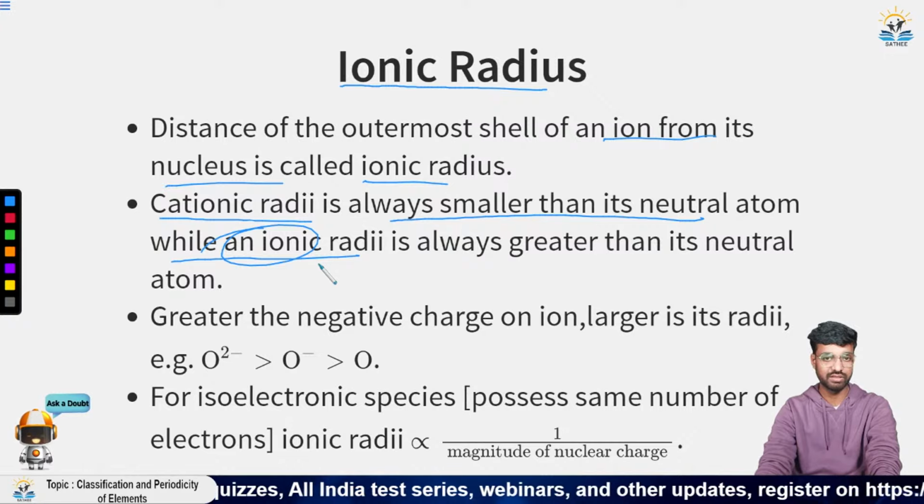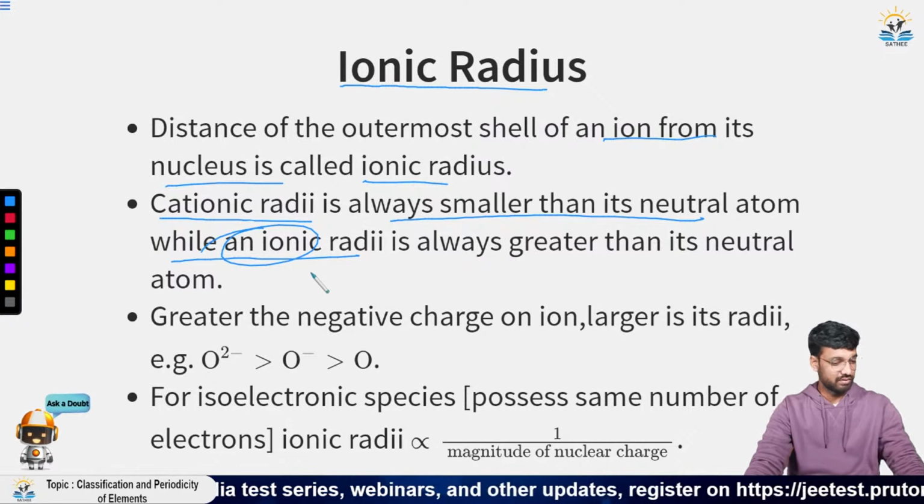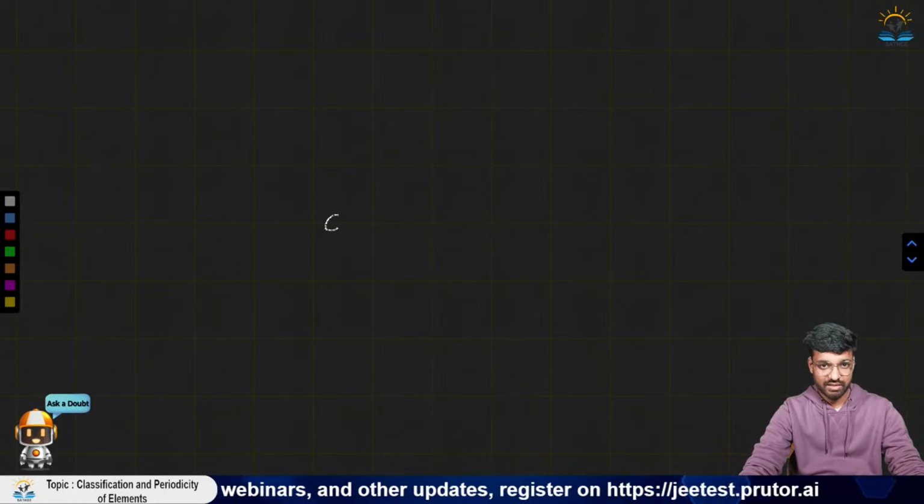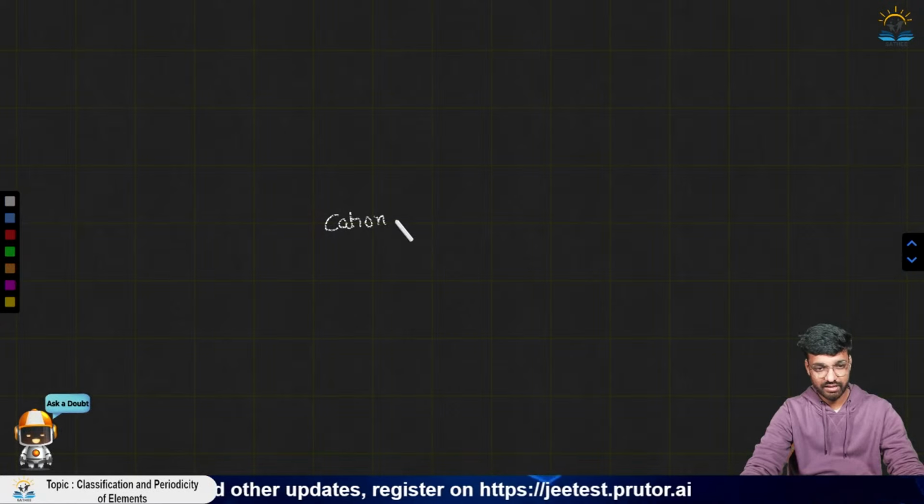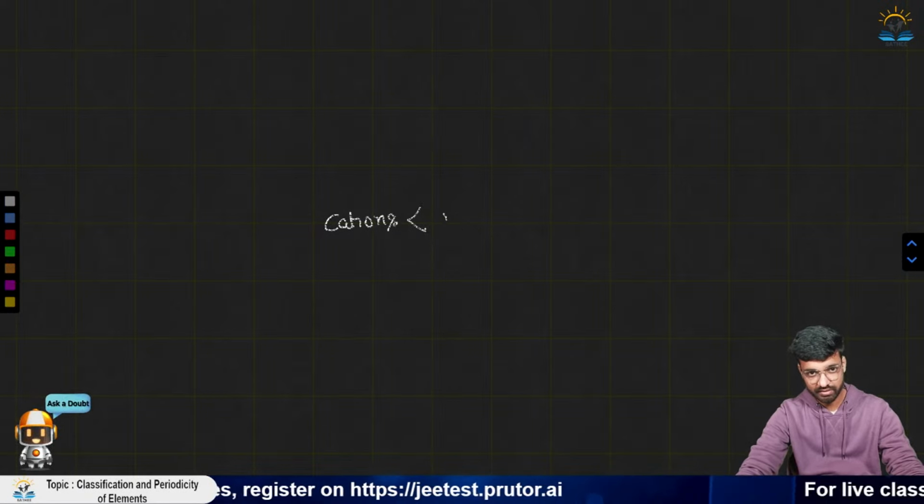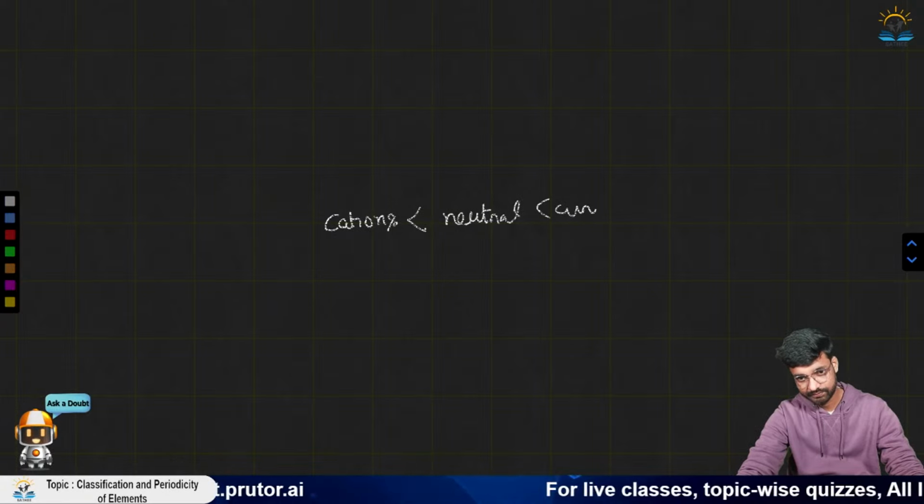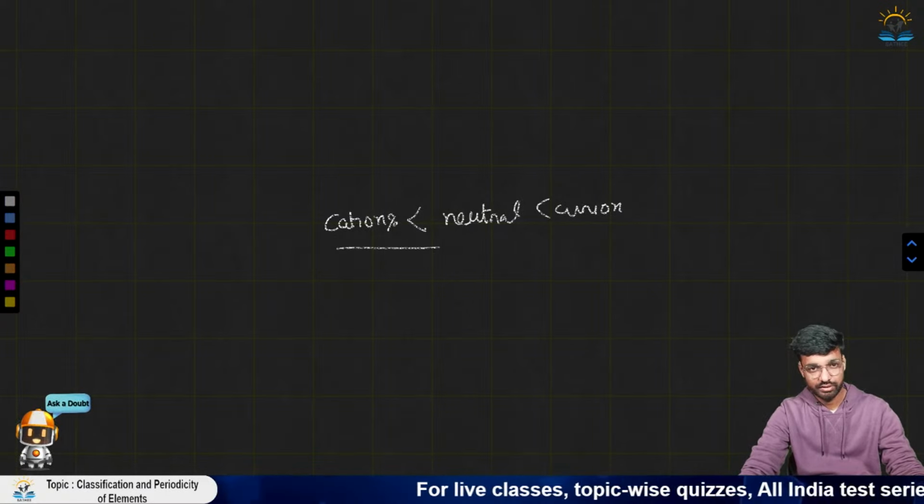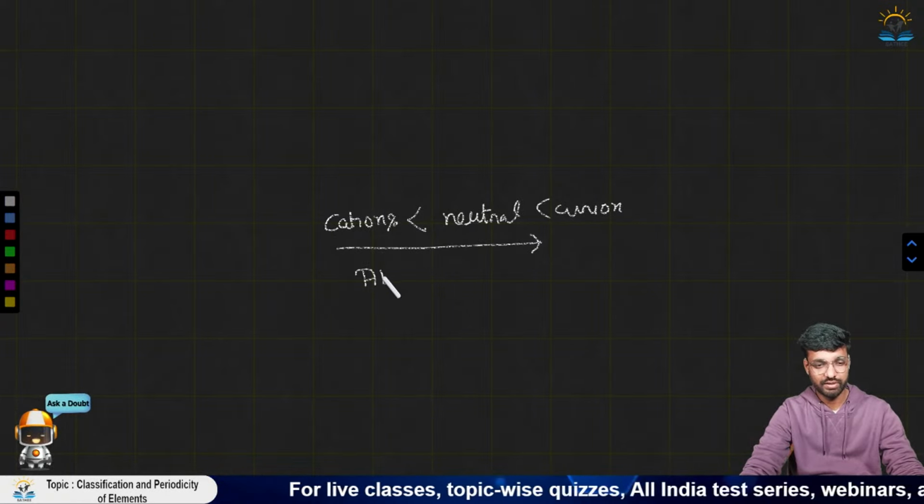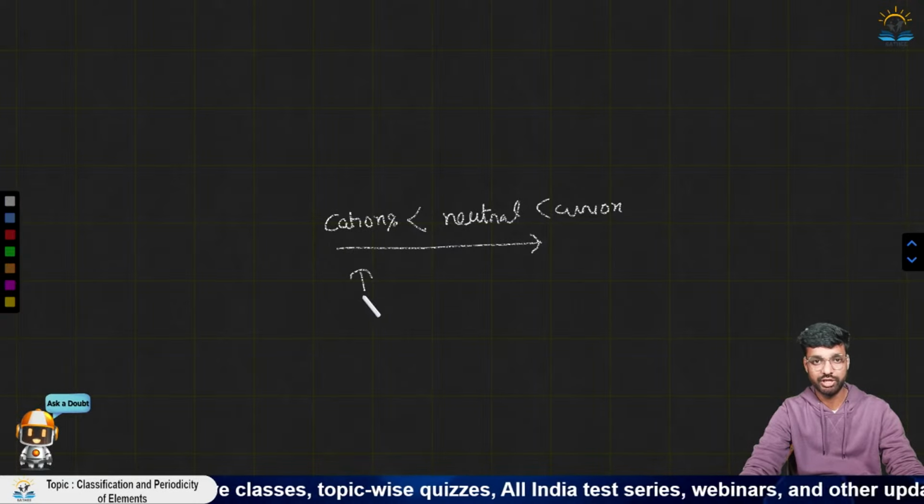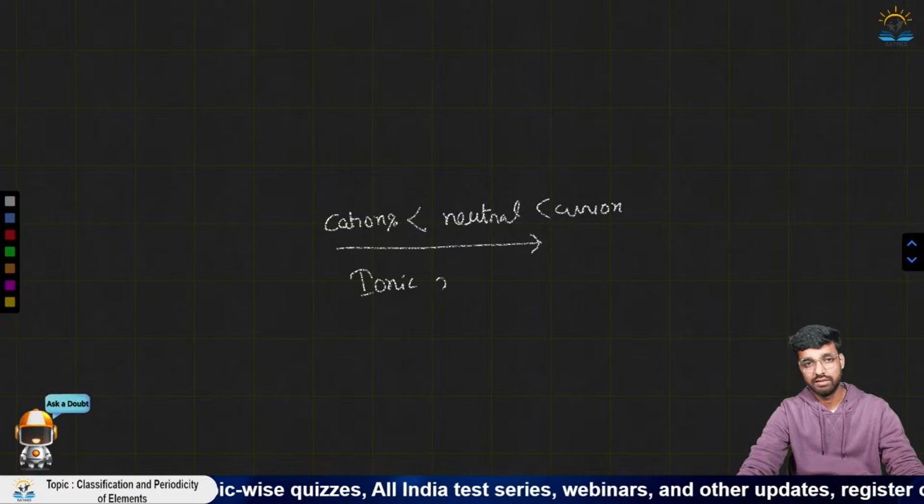So you should remember this important point I am making here, that cations have the smaller size, then comes the neutral atom, and then comes the anion. So this is the trend of ionic radii. You should keep this in mind.